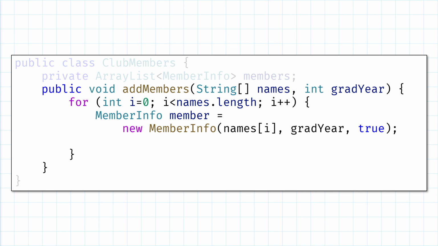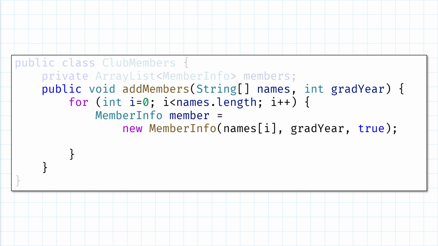Next, we need to create a new member info reference based on what we know. We know the name of the new member from the array element that we get inside the loop. We know the graduation year from the parameter given to us, and we know that every student starts out in good standing, so the last parameter value is always true.